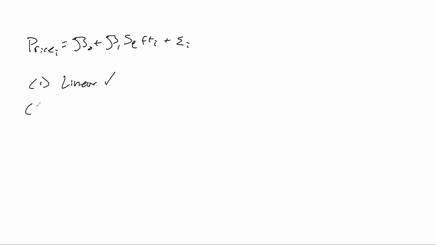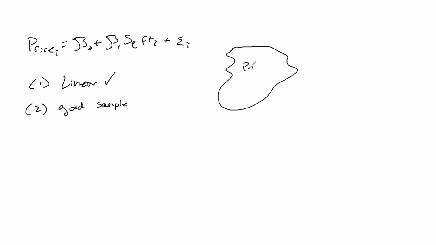For the second assumption, the data has to be a reasonable sample of what we're trying to estimate. So it has to be a good sample. If we have a population of homes and we pull a sample out of it, we use the sample to estimate the coefficients for our model and to predict other things in the population. So the sample has to be a good representation of the population.